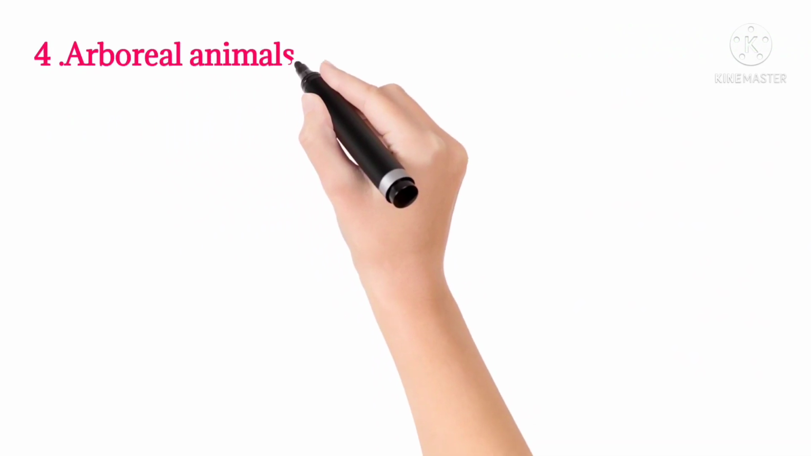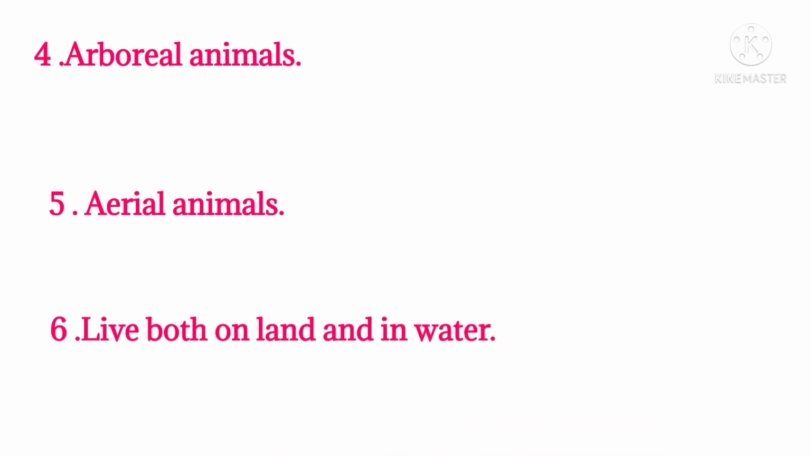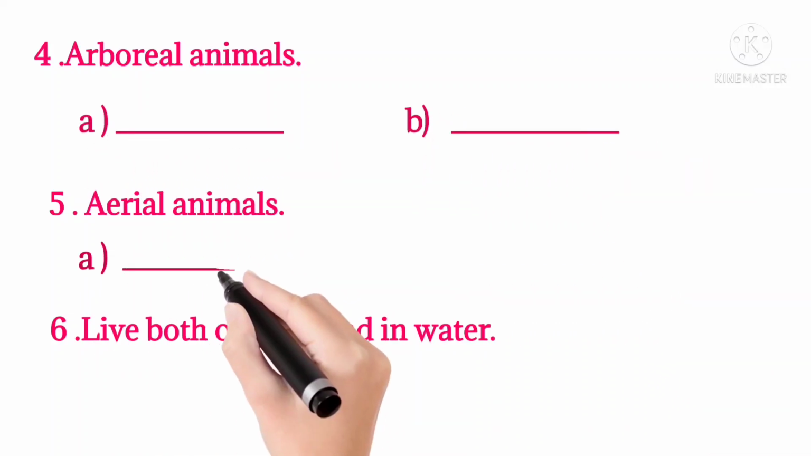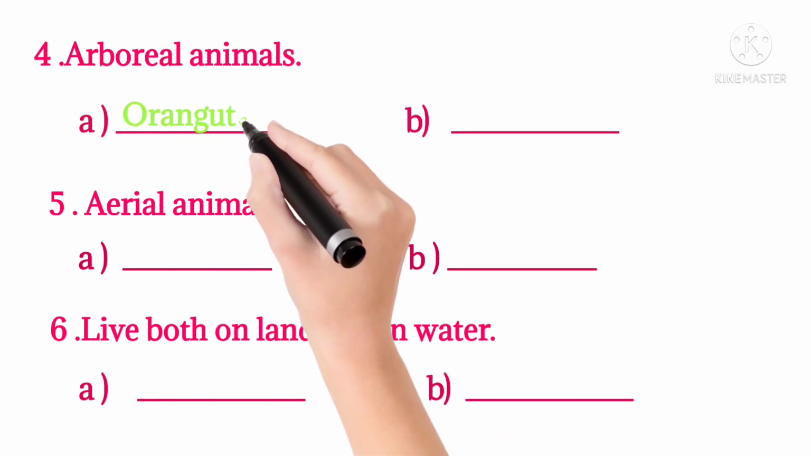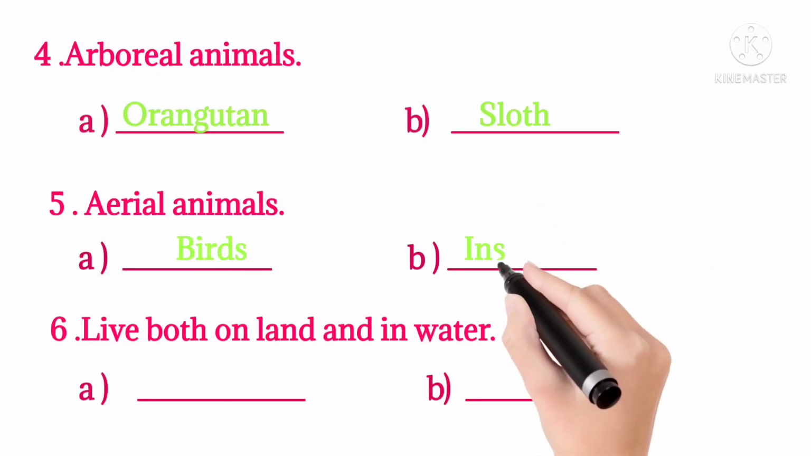4. Arboreal animals. The animals that spend most of their lifetime living on trees. Examples: orangutan, sloth, monkeys, squirrels, lizards, etc. 5. Aerial animals. Animals that fly and spend a lot of time in the air are called aerial animals. Example: birds and insects.